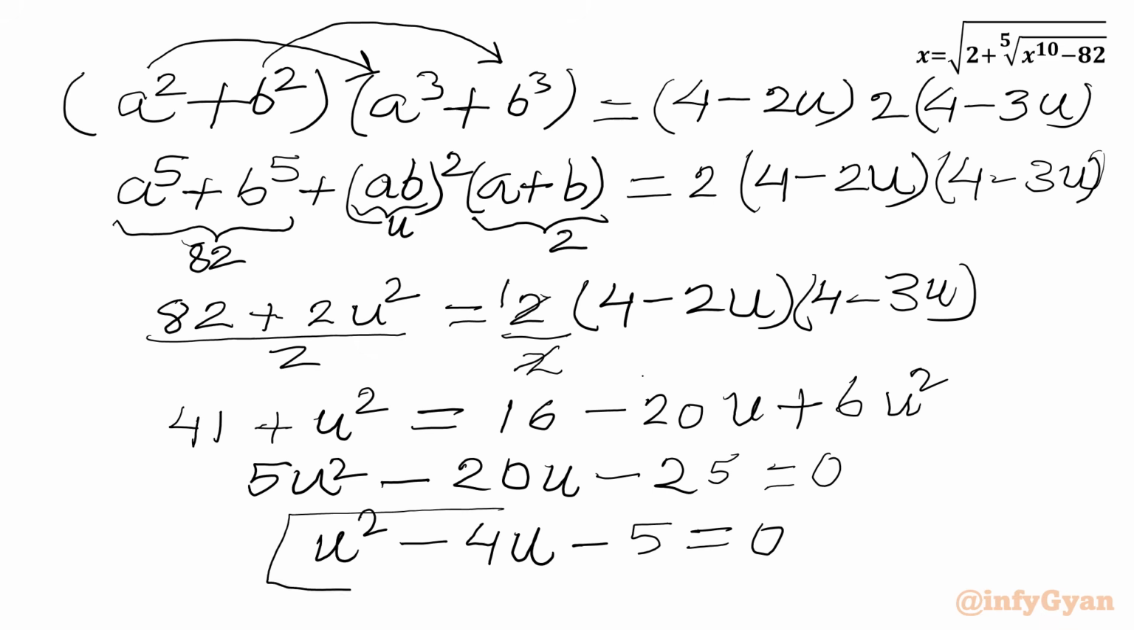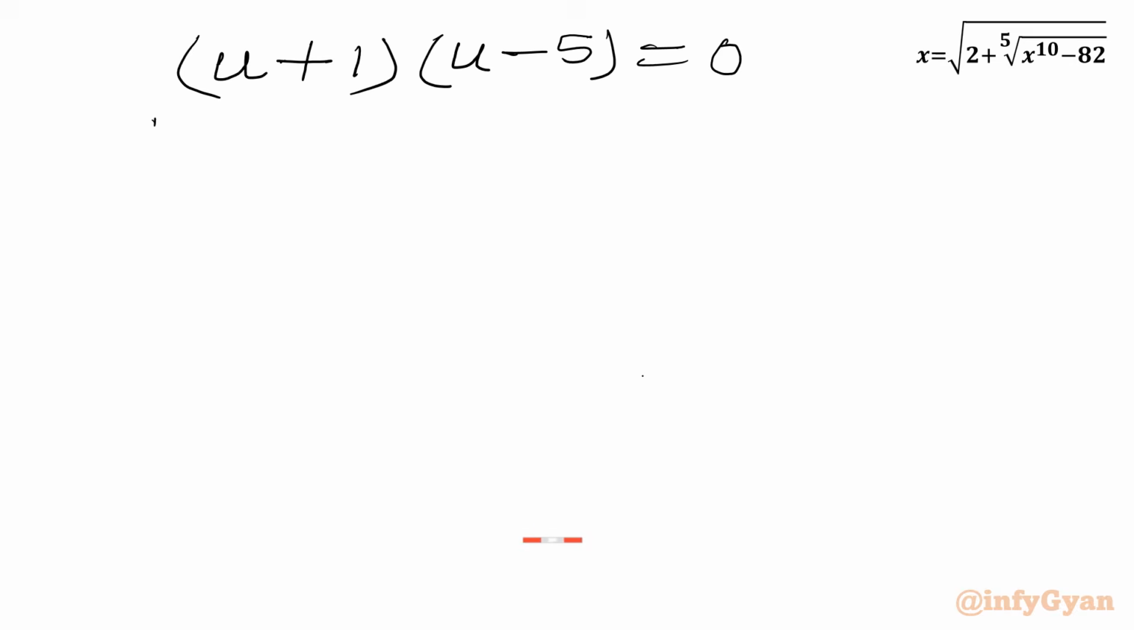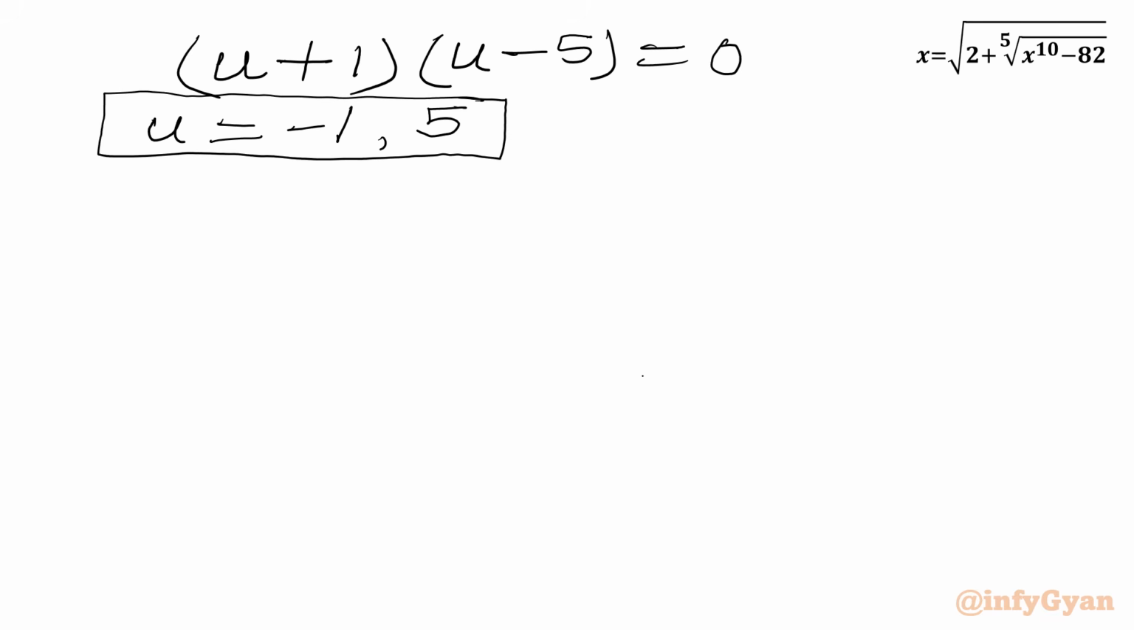We have a quadratic equation which we can factorize easily into u plus 1 times u minus 5. So I can write u plus 1 times u minus 5 equal to 0. Using the product zero rule, we will get either u equal to negative 1 or u equal to 5. Now u was our substitution, a times b. So I can write ab equal to negative 1 and ab equal to 5.